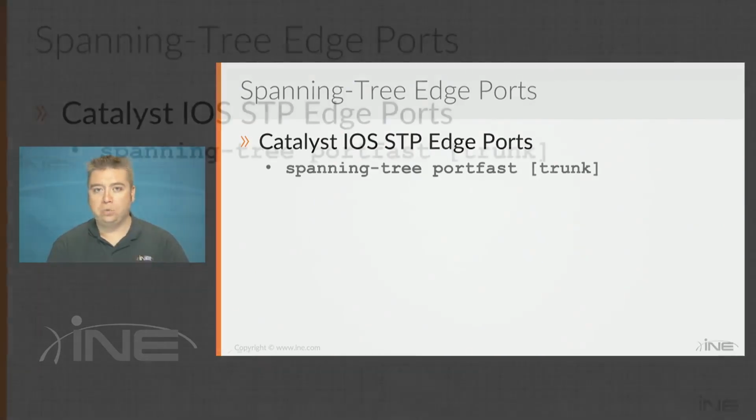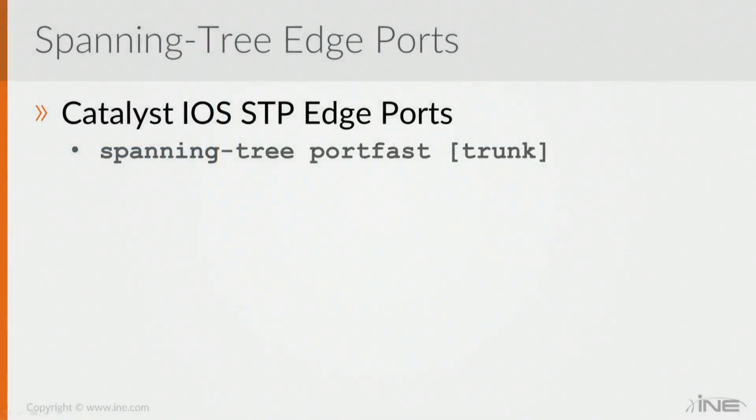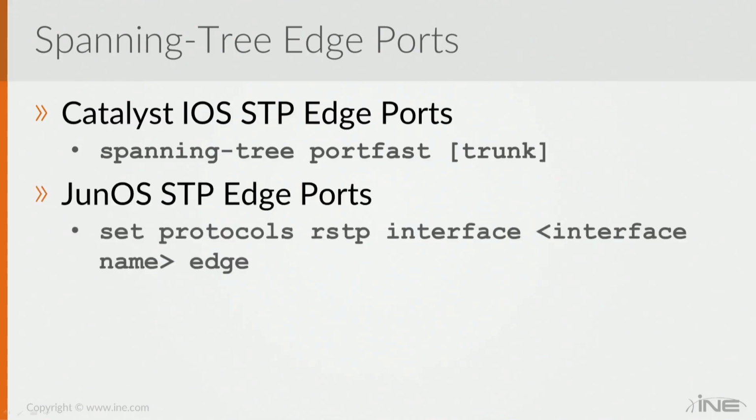And also, if that link flaps, we do not generate a topology change notification, which means we don't have to clear out the CAM table, the MAC address table. In the case of Catalyst, we configure this with the spanning-tree portfast command, or if this was Nexus, this would be spanning-tree port type edge. In the case of JunOS, this is under protocols RSTP, or under MSTP, depending on what instance we're running, under the interface under that process, and then we simply say set edge.